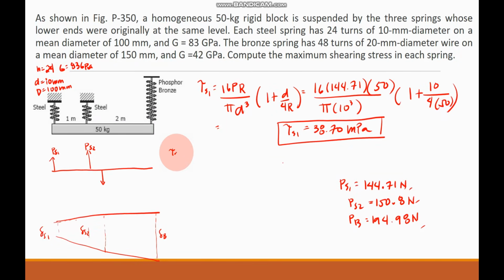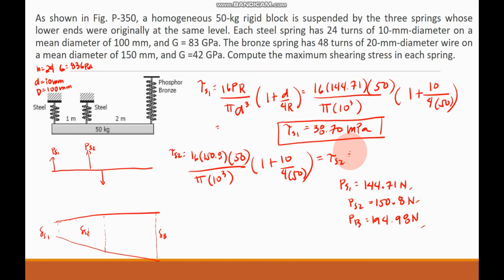For spring number 2, so 16, yung P natin is 150.8, and then 50 all over pi 10 raised to 3 multiplied by 1 plus 10 all over 4 times 50. So the shearing stress for spring 2 is equal to 40.32 megapascal. So ito yung shearing stress ng ating spring number 2.